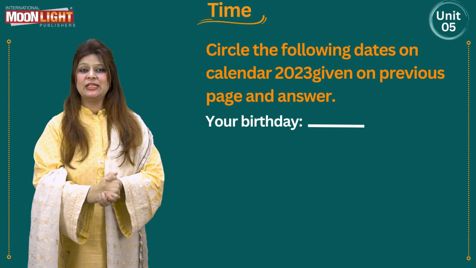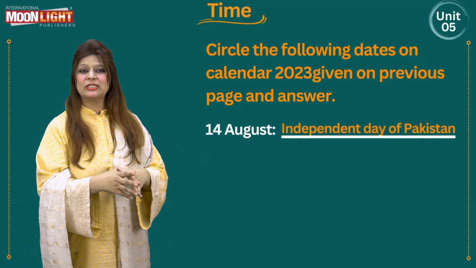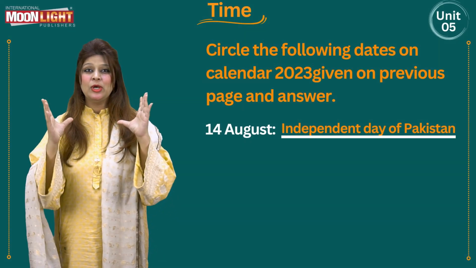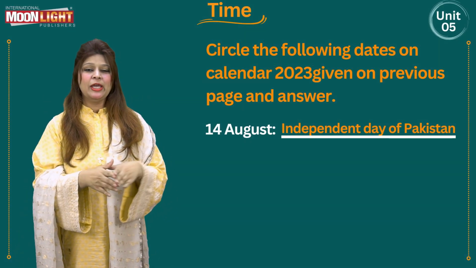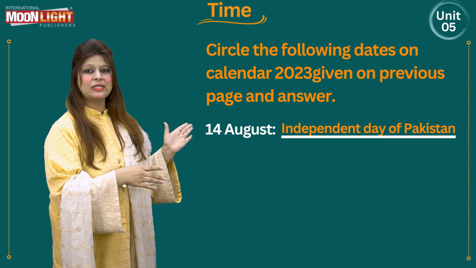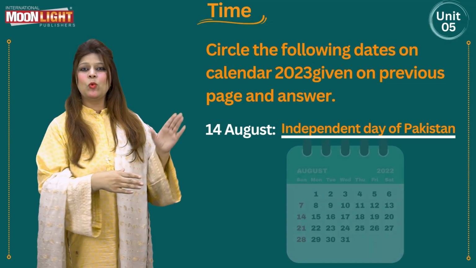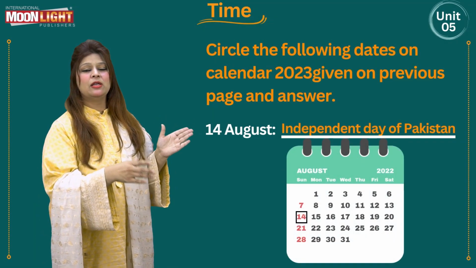One more interesting thing: you already know that 14 August is Independence Day of Pakistan. So you are also going to identify where it is. Here we go, check the August section. And where is the date 14? This one is 14 over here.